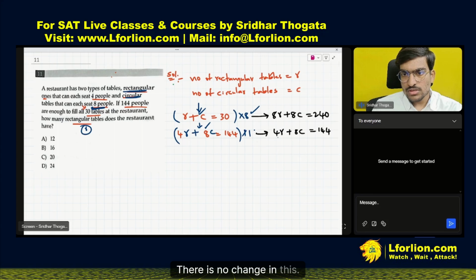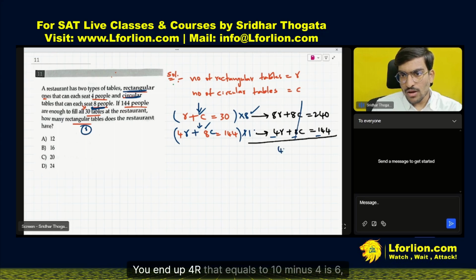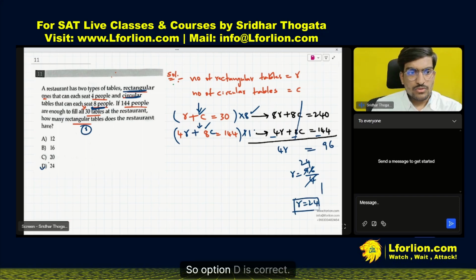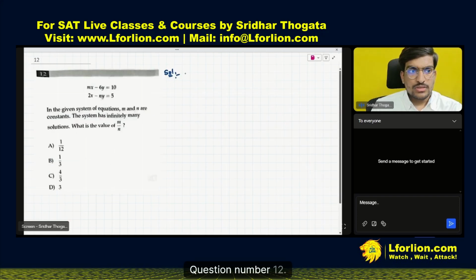There is no change in this. So let's subtract equation 2 from 1. You can cross out the C terms. You end up with 4R equals 240 minus 144, which is 96, and then the C term will be 0. So R equals 96 by 4, R equals 24. So option D is correct. Question number 12.